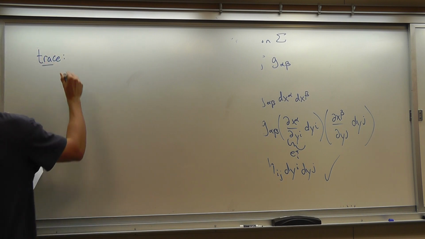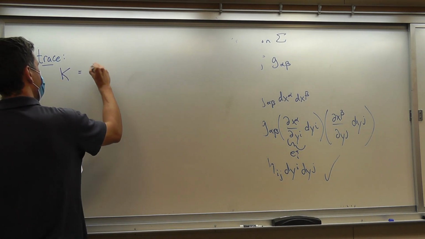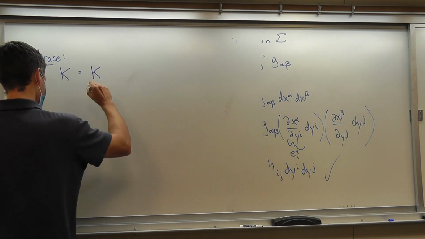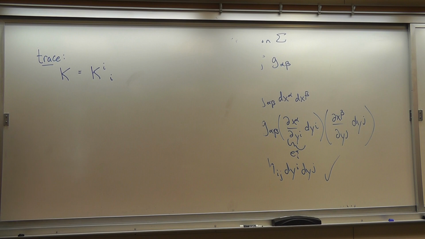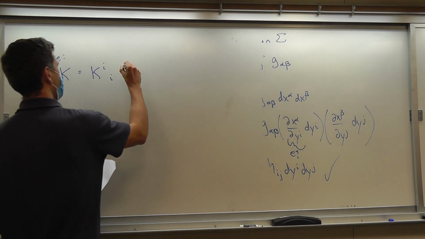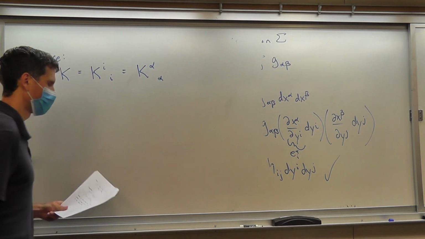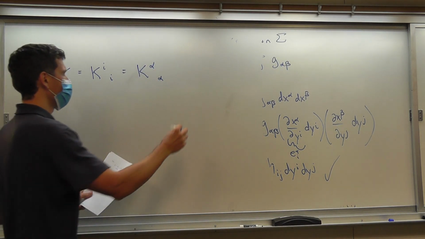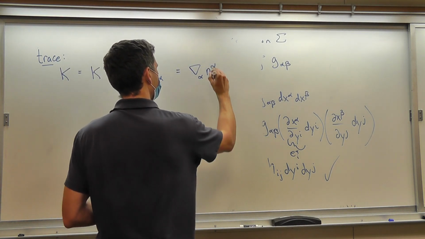Let's look at the trace of this tensor. So the trace is often just called k. You can calculate the trace using either of these formulas. You can think of it as the trace of k_ij, or you can think of it as k^α_α. Those traces are the same, and they give ∇_α n^α.